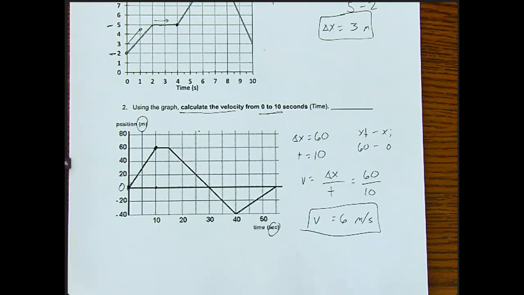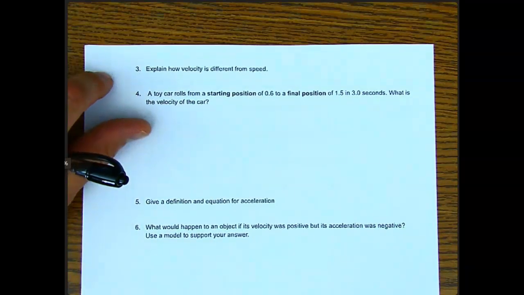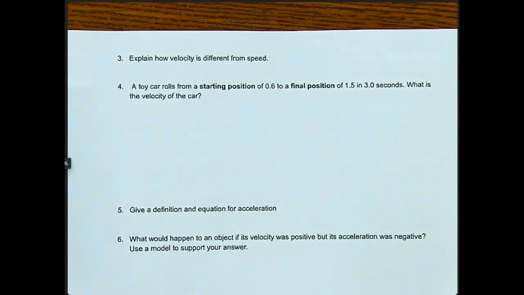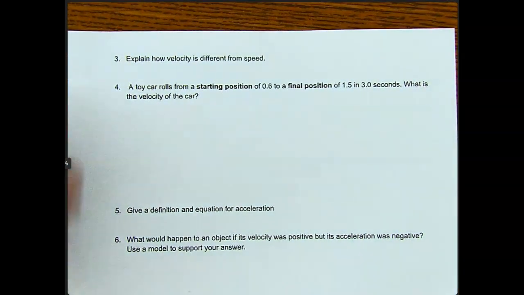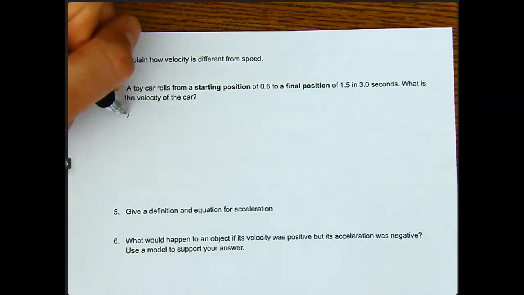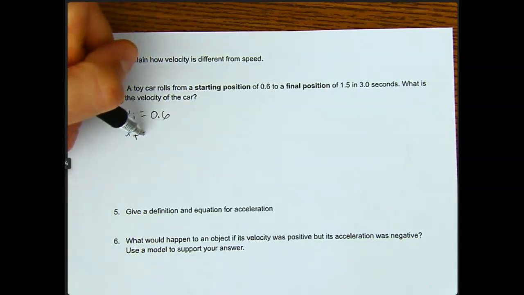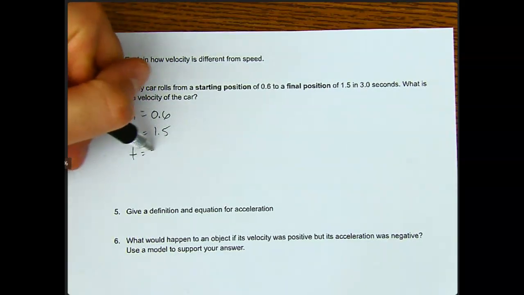All right, so let's move on to another problem here. Let's do number 4. There's a toy car. It rolls from a starting position of 0.6, let me zoom in a little bit on this, to a final position of 1.5 in 3 seconds. What is the velocity of the car? We can see a few things here. We know the initial position is 0.6, the final position is 1.5, and my time is 3.0.